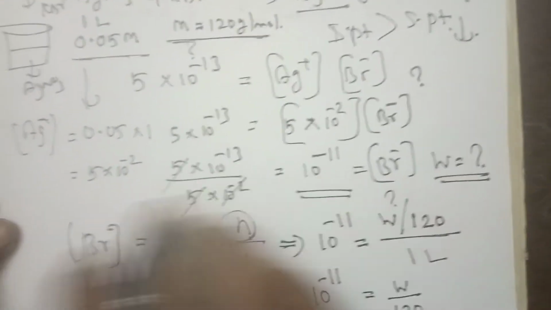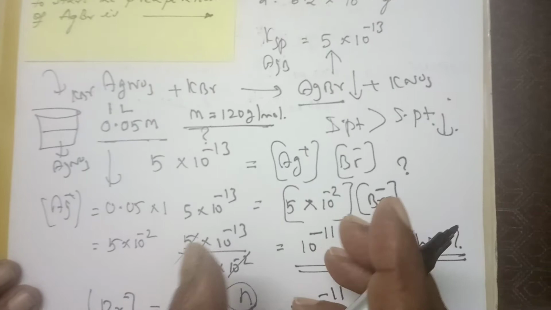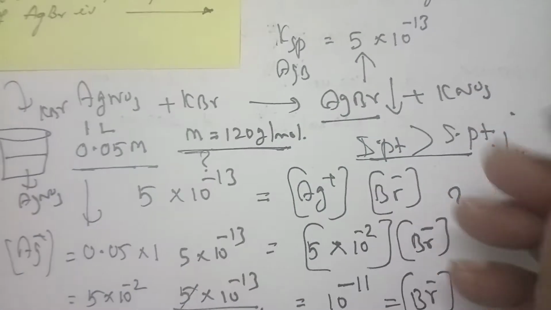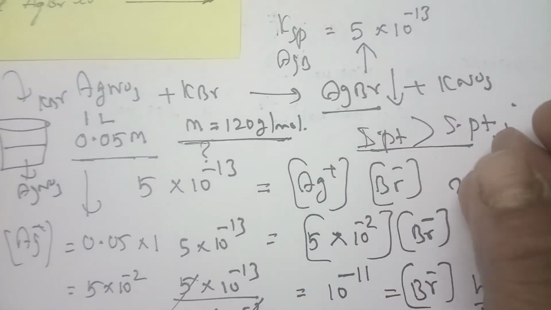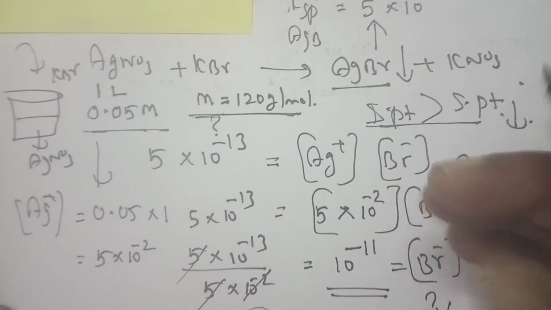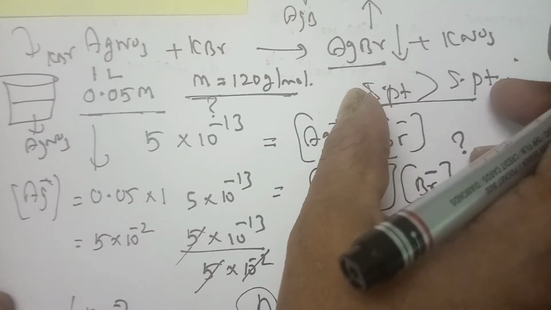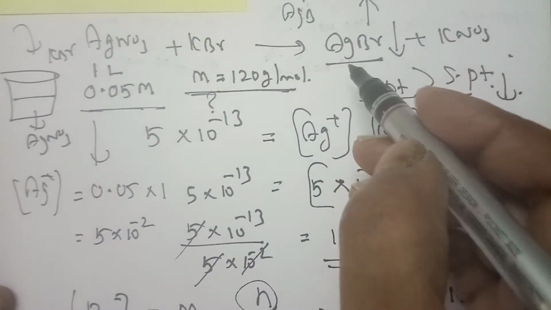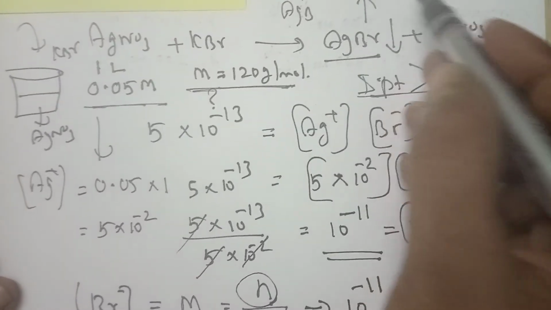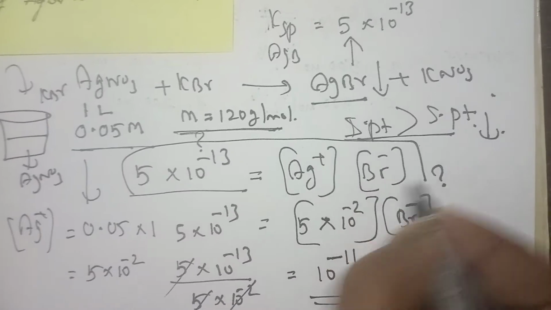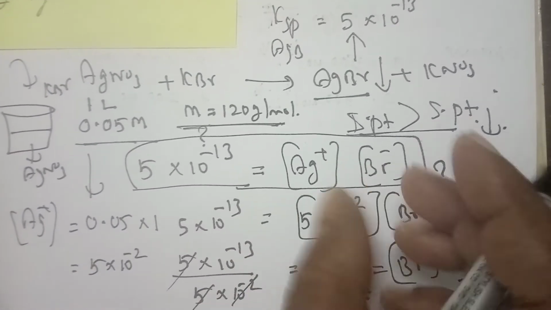Now children, again I am repeating, the basic knowledge is that when the ionic product is greater than the solubility product, it is about to start to precipitate. Let us consider: the solubility product is written here in the sum, 5 into 10 power minus 13. So the solubility product is equal to the product of the ions.